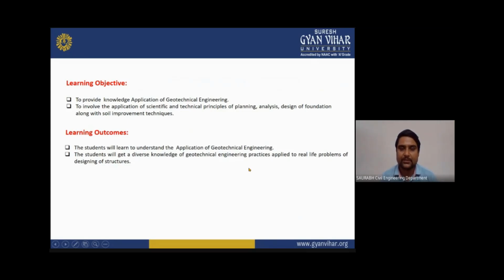Now come to the learning objective and learning outcome. Here is the learning objective: to provide knowledge about the application of civil engineering. Here you will understand where the applications of geotechnical engineering are and where it can be used for construction purposes. In the learning outcome, students will learn and understand what the application of geotechnical engineering is, where we can apply geotechnical engineering in the construction of bridges and road pavements. So this lecture is going to be very important for all civil engineering students.